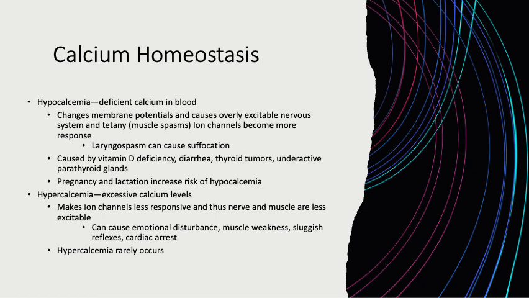So hypercalcemia means you have too much calcium. This makes everything less responsive, and it messes up the stimulation because the ions are all out of whack. It can cause emotional disturbances, muscle weakness, and cardiac arrest. Hypercalcemia is really, really rare because it's easier to regulate the excess. We can build more bone or we can excrete it in the kidneys, in your urine. So it's way uncommon. Hypocalcemia is very common because if we're not giving our bodies enough, we can't just make extra. If we have extra, we can get rid of it.